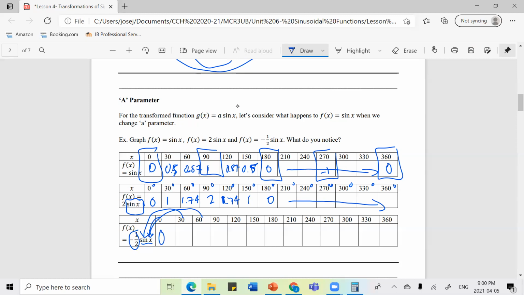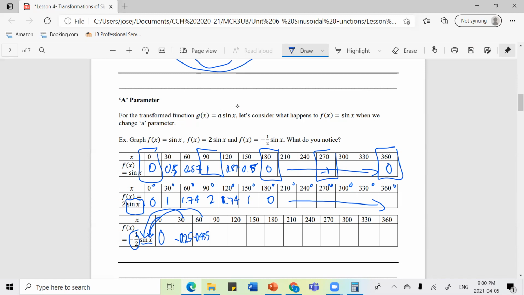The sine of 30 degrees is 0.5. You multiply by -1/2, you're going to get -0.25. And again, it's negative because it's a negative a value. So the sign switches, right? So then we have 0.87. We multiply by -0.5. So what's half of -0.87? That's going to give us -0.435. Sorry, a mistake there.